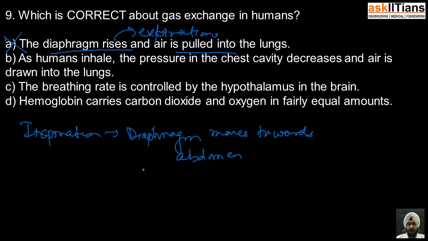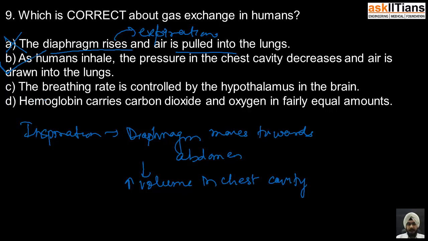So this increases the volume in the lungs, or increases the volume in the chest cavity. Due to this, there is a difference between atmospheric pressure and the pressure inside the chest cavity. There is more atmospheric pressure as compared to the pressure in the chest, due to which the air goes into the lungs. So this option is correct. So option B should be the correct answer.